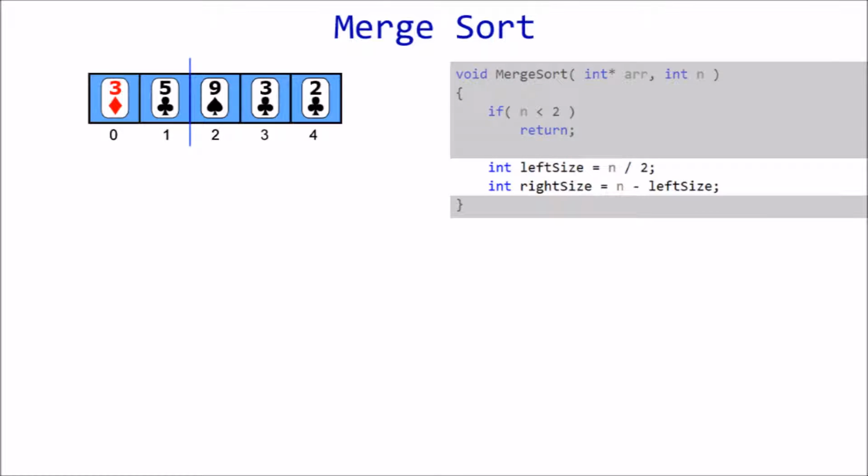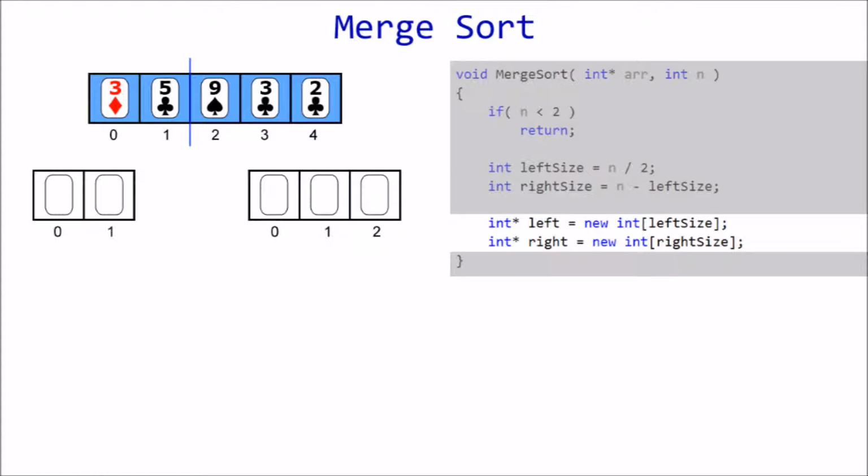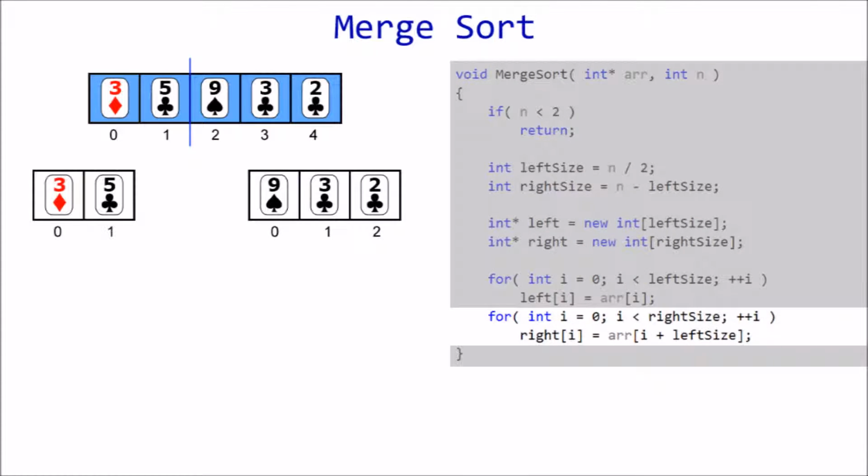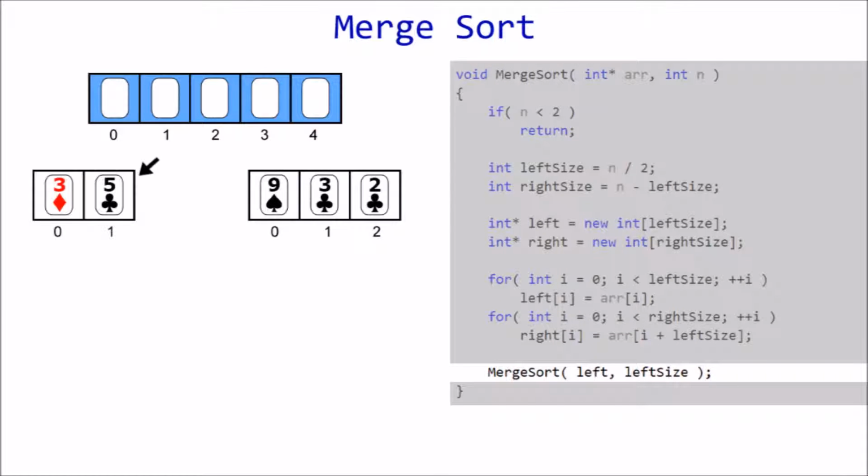If not, find out where to split the array by dividing n by 2 and assigning that as the size of the left portion. In our case, integer division gives us 2, so the right side will have a size of 3. We can now create two auxiliary arrays using the calculated sizes. After that, populate the arrays using for loops, first left, then right. That concludes the first split, so now we have to repeat the same process for the two new arrays, which brings us to our first recursive call.